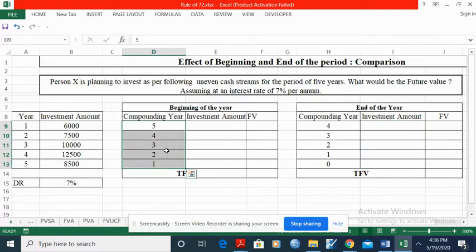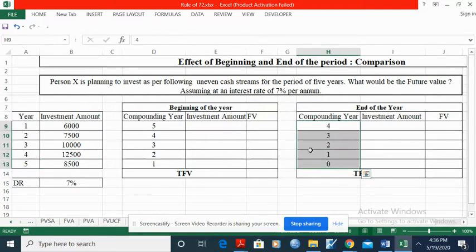So how is it going to happen here? Beginning of the period, compounding years: the very first year, at the beginning of the period, as on the zeroth period, meaning as on today, he deposits 6,000 rupees. If he deposits as on today, it's going to compound for another 5 years. Similarly, if he deposits at the beginning of the third year, of course another 3 years, that amount is going to compound. Similarly, if he deposits at the beginning of the fifth year, another 1 year, 8,500 rupees is going to compound.